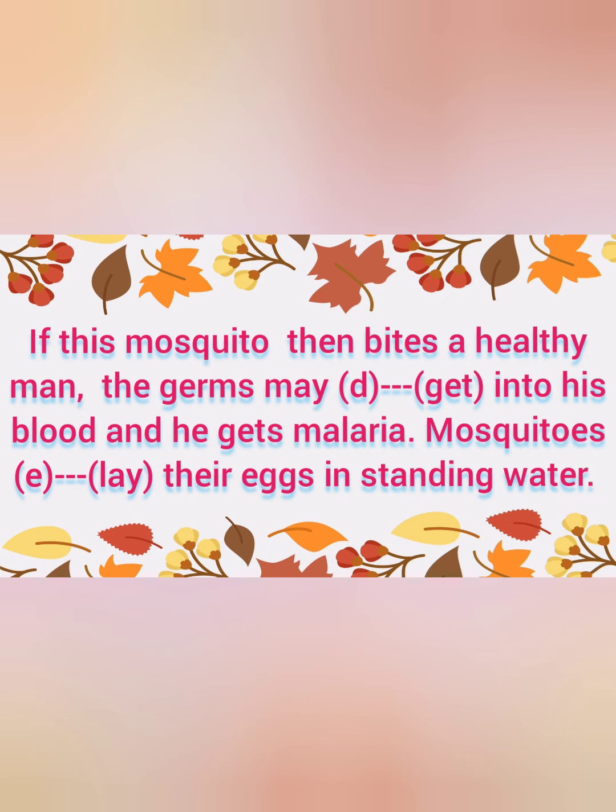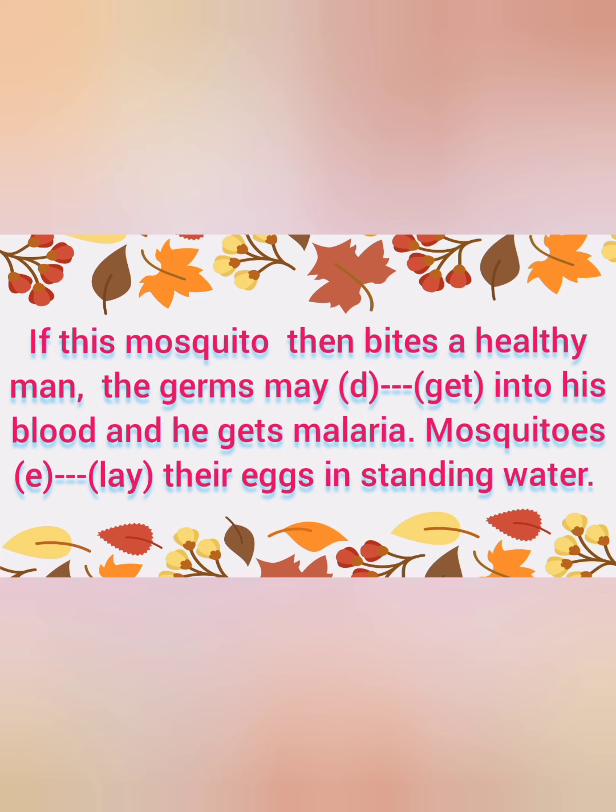If this mosquito then bites a healthy man, the germs may get into his blood and he gets malaria. Mosquitoes lay their eggs in standing water. In the first sentence, the answer is get, because this is the first conditional sentence. The first condition is, if the first clause is present indefinite tense, then the second clause will be future indefinite tense. The first verb is bites, that's why the second verb will be will get or may get. Here the given word is may and the answer is get. This is the base form of the verb.